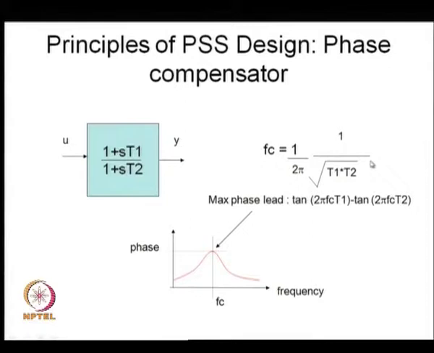Okay. So, by tuning T1 and T2, you can change the center frequency. You can also give appropriate phase lead or phase lag. Okay. So, you can choose from these two equations T1 and T2, so that they satisfy your center frequency as well as maximum phase lead requirements. So, these are the essential components of any typical power system stabilizer.